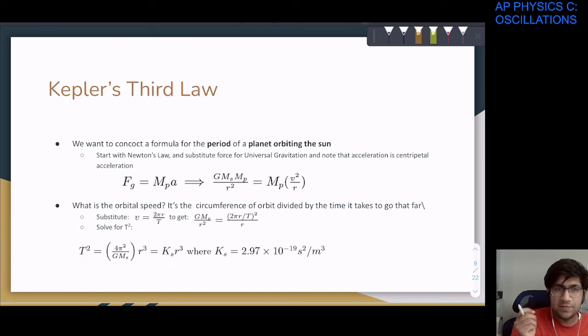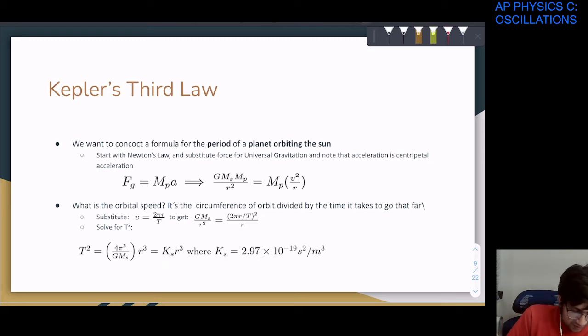So the orbital speed is the circumference of the orbit divided by the time it takes to go that far. For instance, the circumference of the Earth's orbit around the sun divided by the time it takes to go that far, which is 1 year, and the circumference is whatever the circumference is. So the orbital speed is that distance divided by 1 year.